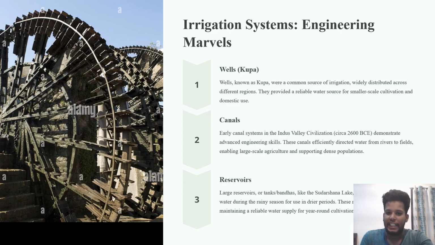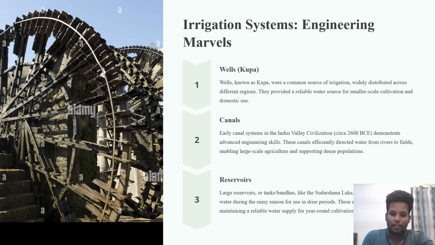Now we'll see the irrigation systems, the engineering marvels of ancient India. First, wells or kupa. Wells known as kupa were a common source of irrigation, widely distributed across different regions. They provided a reliable source of water for small scale cultivation and irrigation, and also for domestic uses.